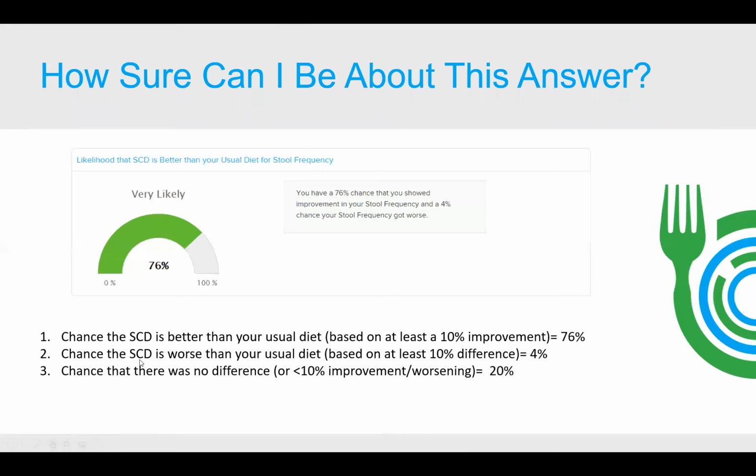We also give you the probability that the SCD is worse than the usual diet based on at least 10% difference here in the text, and that's 4%. And then we can calculate the chance that there was no difference. And so if we do 100% minus 76% minus 4%, we get a 20% chance that there was no difference. So you can calculate all three probabilities.